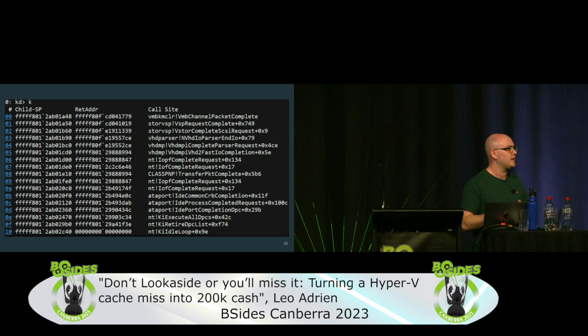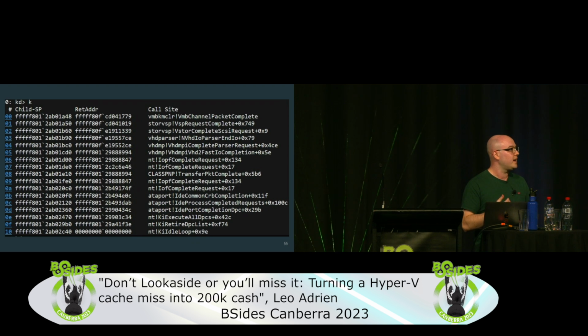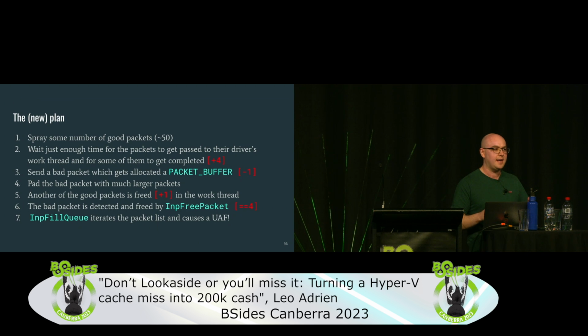And this was kind of the key to this puzzle: we can have packets being freed in one thread while they're still being allocated in the other. Finally, things are starting to make sense. And so I had a plan, right? This was finally coming together.